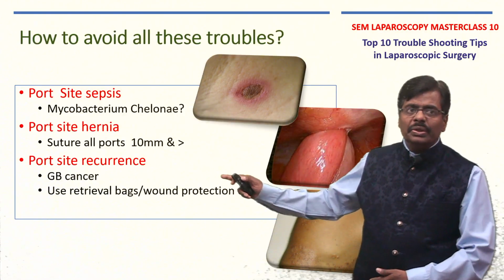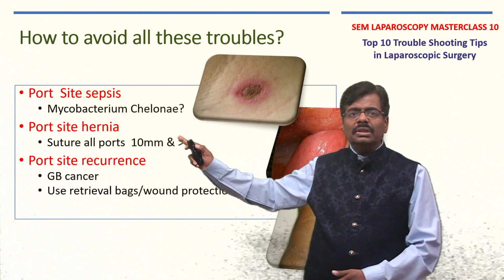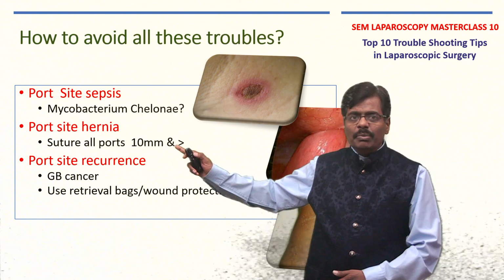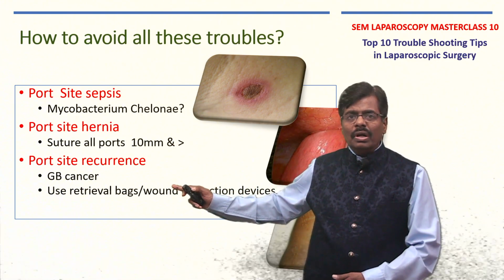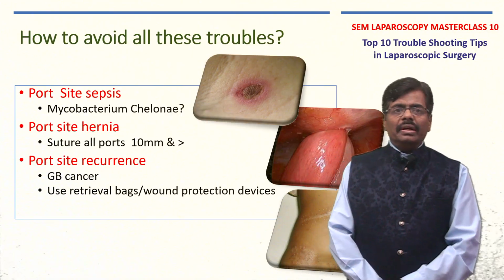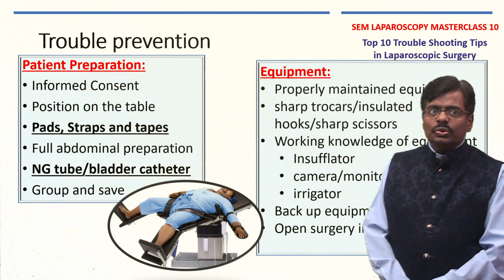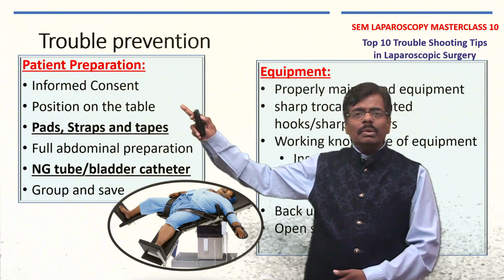Otherwise, you get into the trouble of port site sepsis and not being able to close the port site properly, leading to port site hernia, and also, when you are not using the wound protector, port site recurrences. So, to summarize, these are all the trouble prevention measures.